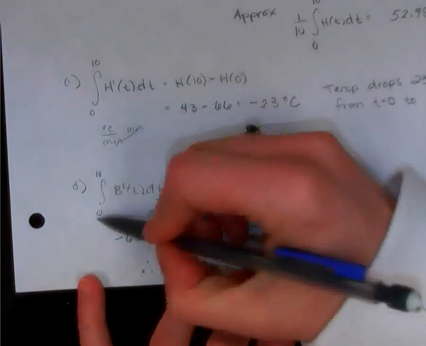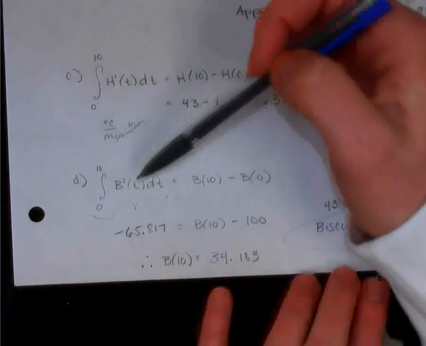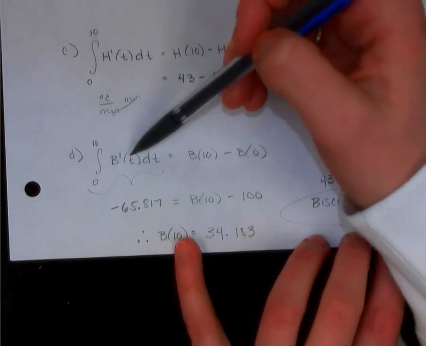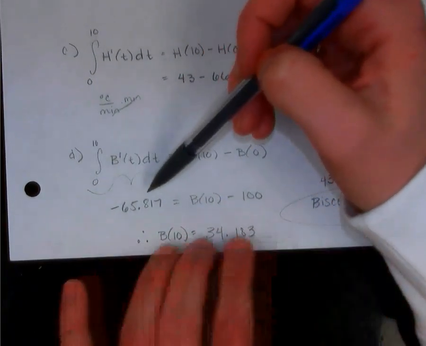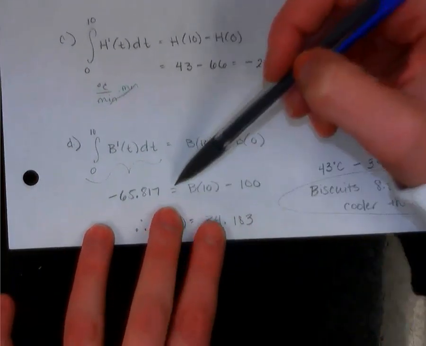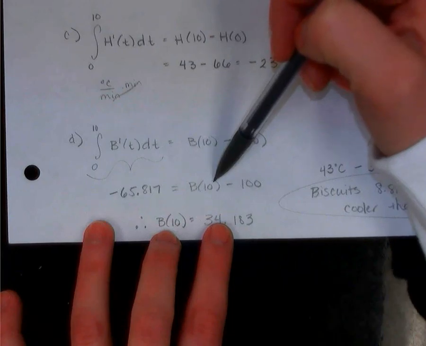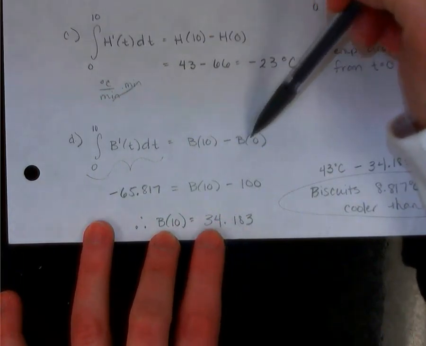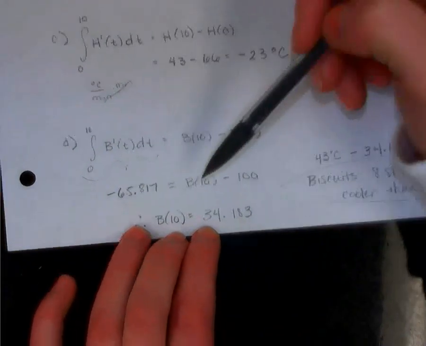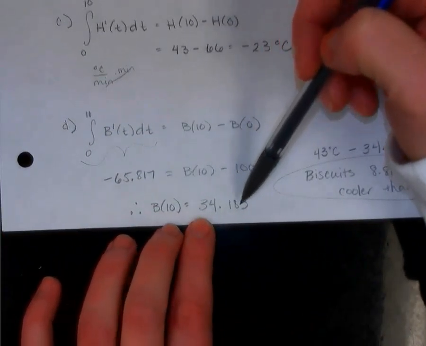Now, all of this right here, I can put on my calculator. B prime is the equation they gave me. I'm going to integrate that from 0 to 10 on my calculator and get negative 65.817 equals b of 10, which is what I'm looking for, minus b of 0, which is 100, that was given to me. Add 100 over, b of 10 is 34.183.